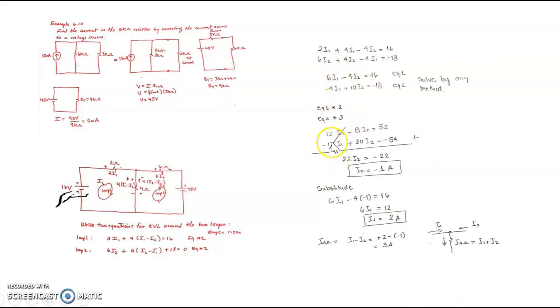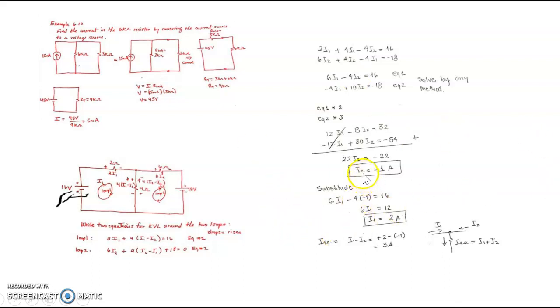I multiply this by 2, so I get 12, 8, and 32. I multiply this by 3, so I get negative 12, plus 30, and 3 times negative 18 gives negative 54. Then I add them. These two go to 0, and I have 30 minus 8, I get 22, and 32 minus 54, I get negative 22. So I2 is actually negative 1 ampere. Very important, keep the sign, okay? Don't worry about having a negative current. We are going to talk about that in a little bit.